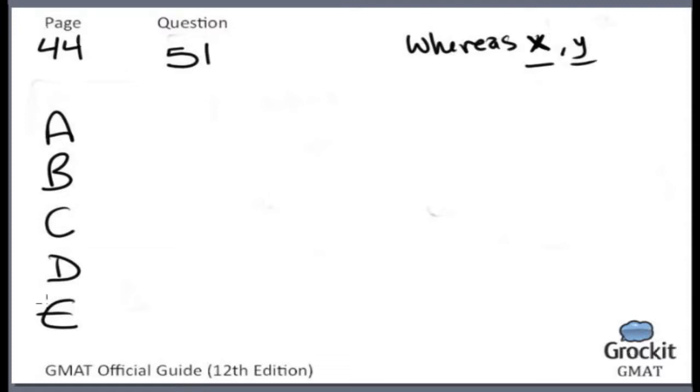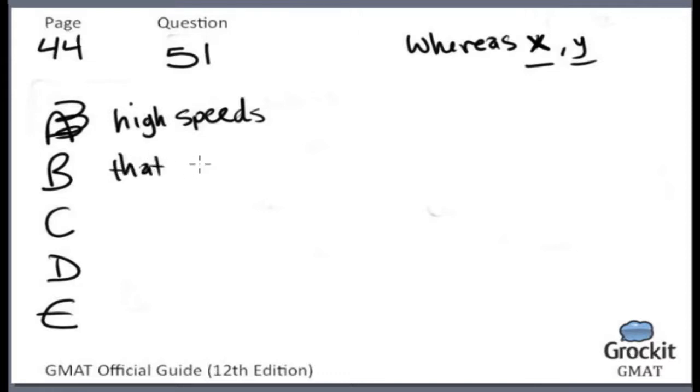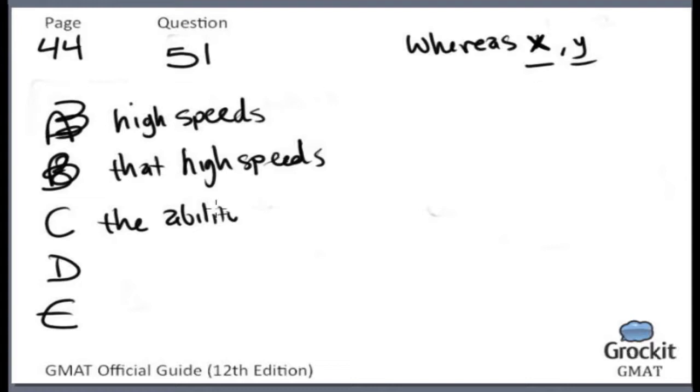Choice A has high speeds in the comparison. And while we are talking about the speeds of the two of them, or their propulsion mechanism, we need the comparison to be grammatically parallel. So high speeds doesn't work for A. That high speeds in B. Still wrong. Choice C has the ability. Still not talking about our buddy the scramjet. Can't be that. Choices D and E both begin with the word scramjets, so we're comfortable there.